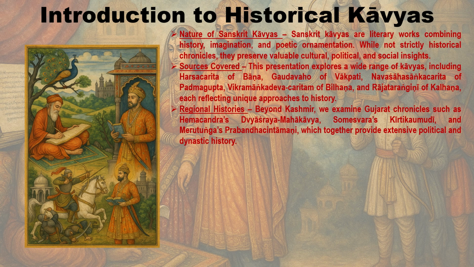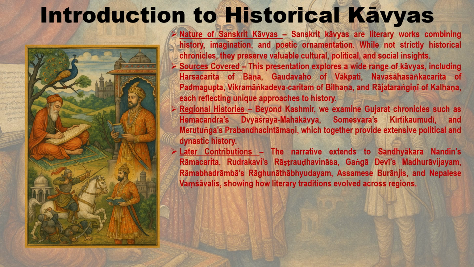Beyond Kashmir, we examine Gujarat chronicles such as Hemchandra's Divyasraya Mahakavya, Someswara's Kriti Kaumudi, and Merutunga's Pravanda Chintamani, which together provide extensive political and dynastic history. The narrative extends to Sandhyakara Nandin's Ramacharita, Rudra Kavi's Rashtrodau Dha Vinasha, Ganga Devi's Madhura Vajyam, and Ramabhadra's Raghunatha Vahutyam, Assamese Vurjanis, and Nepalese Vamshavalis, showing how literary traditions evolved across regions.